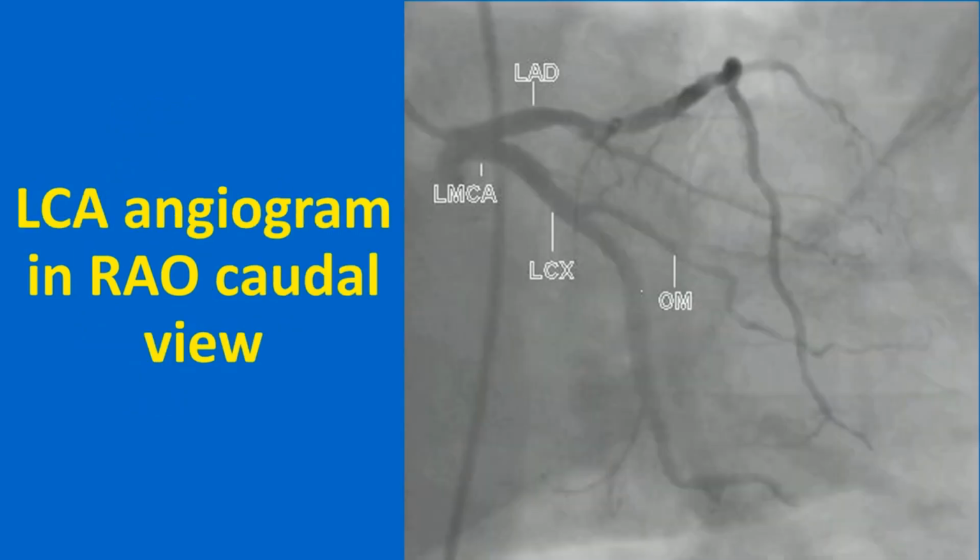This is a left coronary angiogram in RAO caudal view from another case. Distal LAD is seen well in this case. Diagonal and septal branches are overlapping the mid LAD as mentioned earlier.